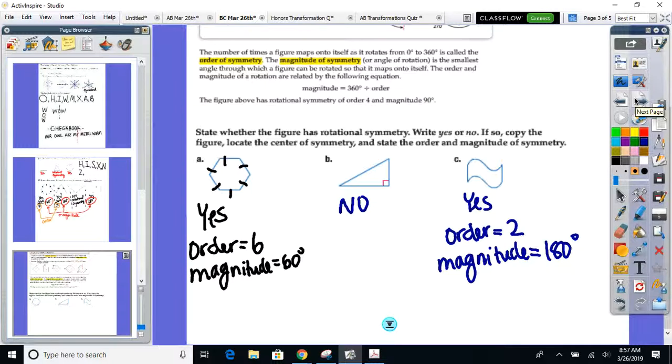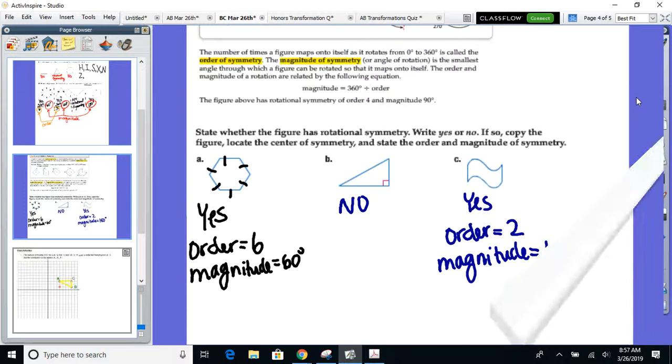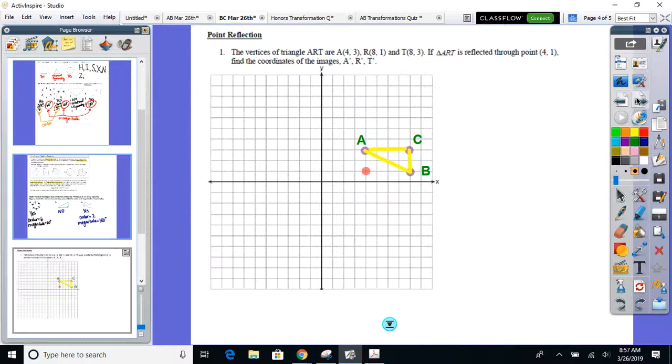Line, point, rotational. Any issues? Perfect. I told you guys yesterday, we are going to start reflecting through a point. We've reflected through lines. How do I reflect through a point? Let's discuss that to end this day. So if you have triangle ABC right now, put it down.